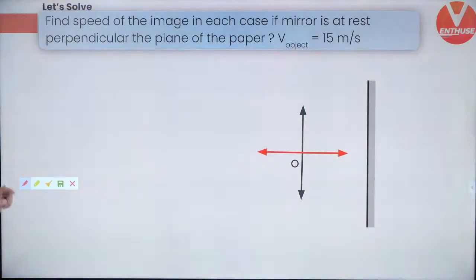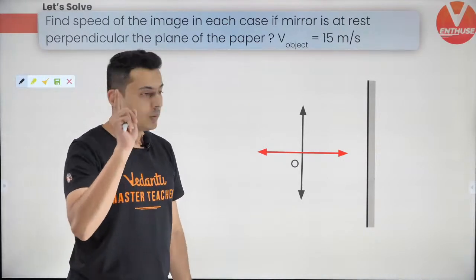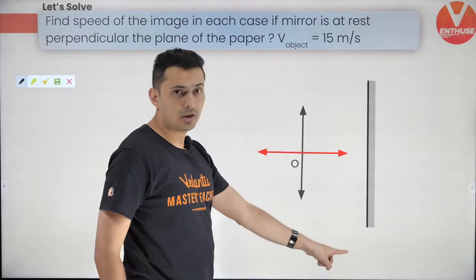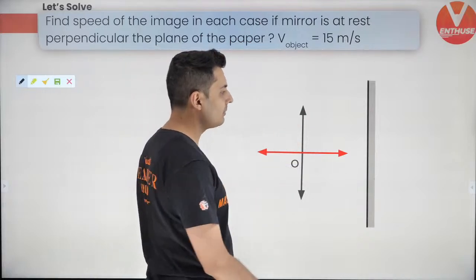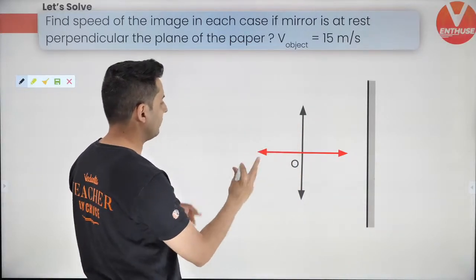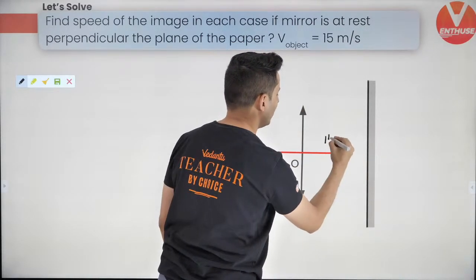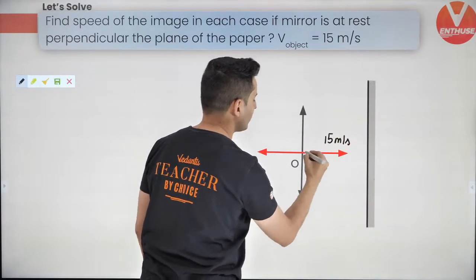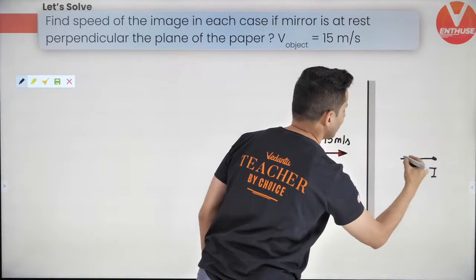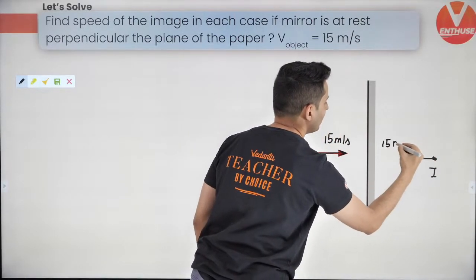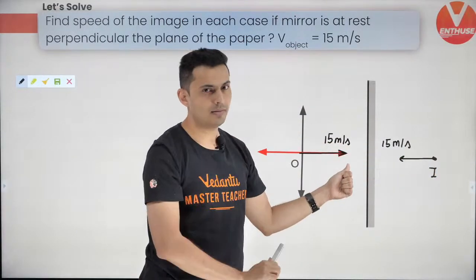Okay, now let's solve this question. Cool. Now look at this. There is an object in front of this mirror, and in these four cases we want to figure out how the image will move. Let's take the cases one by one. So let's take this case when the object is going this side with a speed of 15 meters per second. What will happen, guys? The image will obviously come closer with a speed of 15 meters per second. I hope this is clear. If the object goes here, the image will come here with a speed of 15.